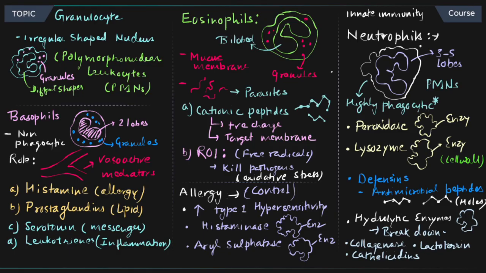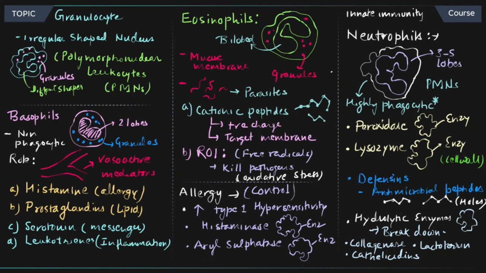You have cathelicidins. These molecules are again antimicrobial peptides. They can kill the bacteria by lysing the membranes. Most of the antimicrobial peptides can target the bacterial cell wall and kill the cell completely. Right, so as you can see, what we have covered in detail is granulocytes and their function.